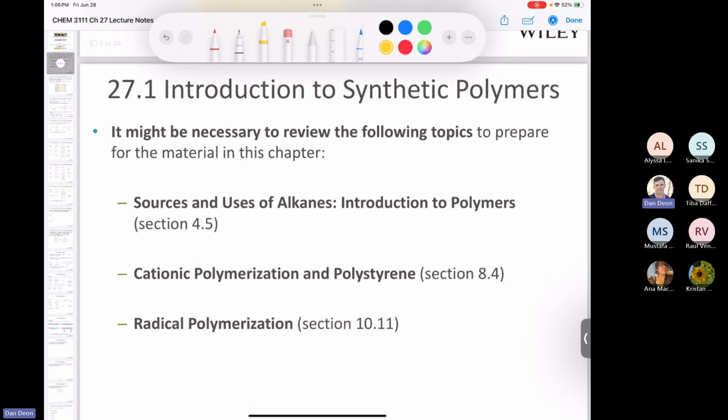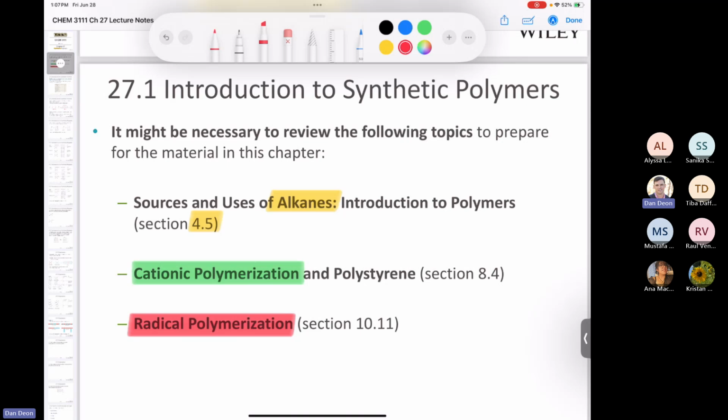But just to put this out there, some concepts you're going to see in this chapter are going to be alkanes. And if you're like, well, I already know those, we cover those in chapter 4. Absolutely. Then we're going to talk about cationic polymerization and polystyrene, and it's borrowing some chemistry from chapter 8. Trust me, you'll figure it out once I show it to you.